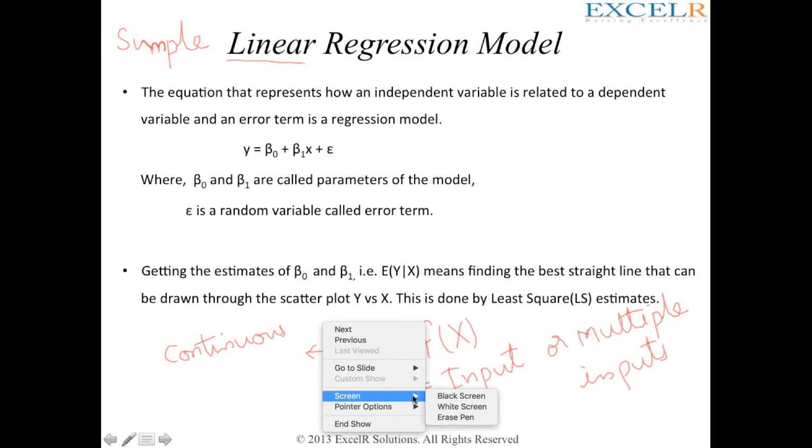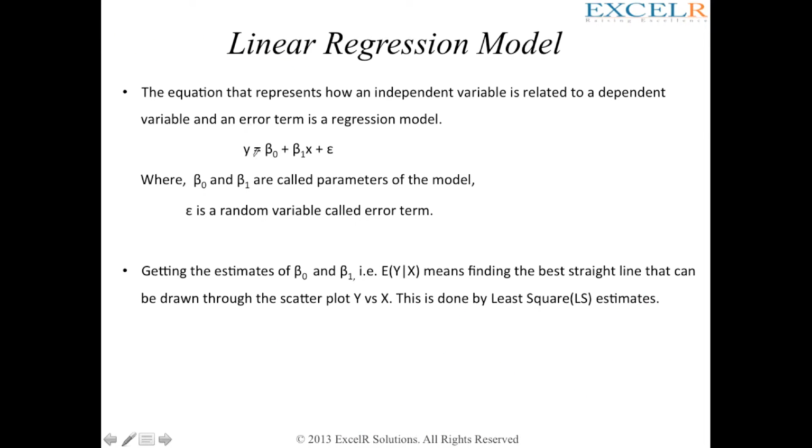All right. Now, another thing that we need to bear in mind is this equation. This is called the equation of a line. If you remember from your school days, the equation of a line is y is equal to mx plus c, where m is called the slope of the line and c is called the y-intercept.